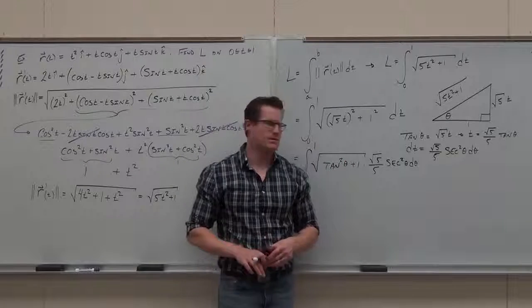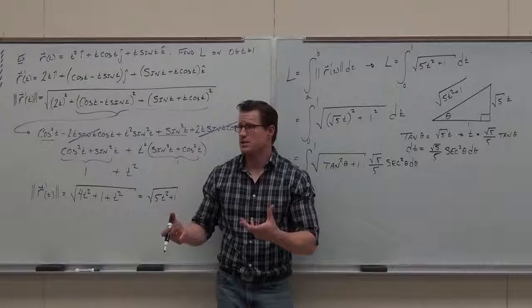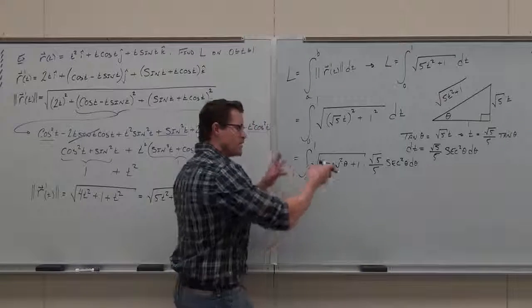Hey, left-siders, what's tan squared plus 1? What's that give you? Squared. That's why we choose these things, so they work out pretty nice. So they're identities.